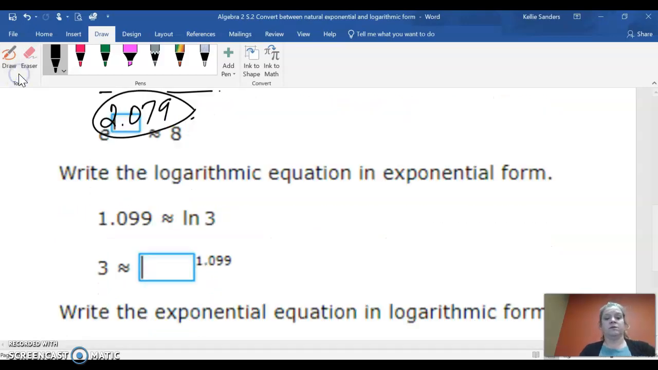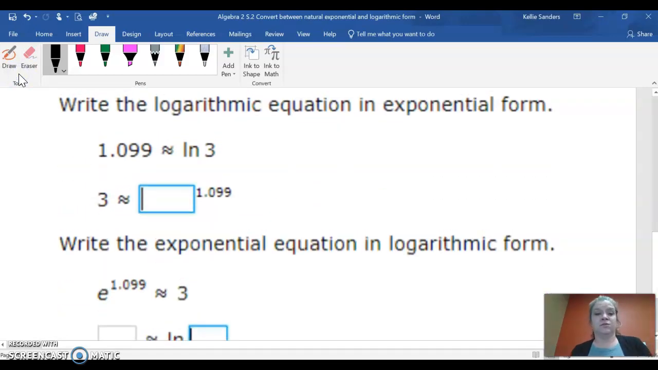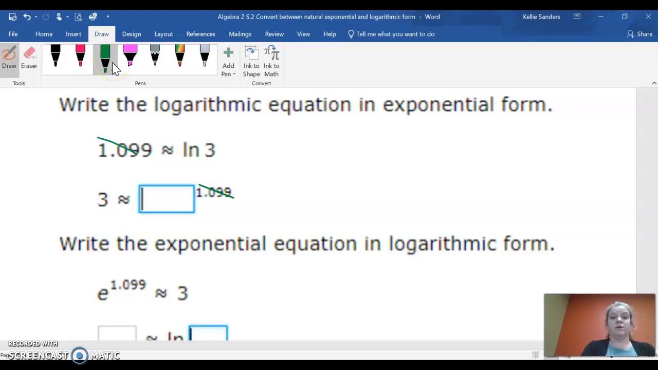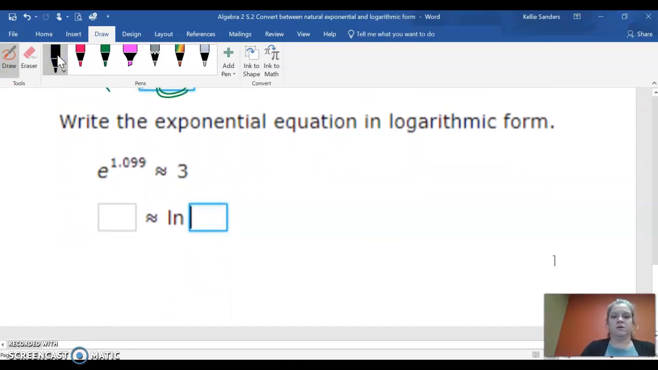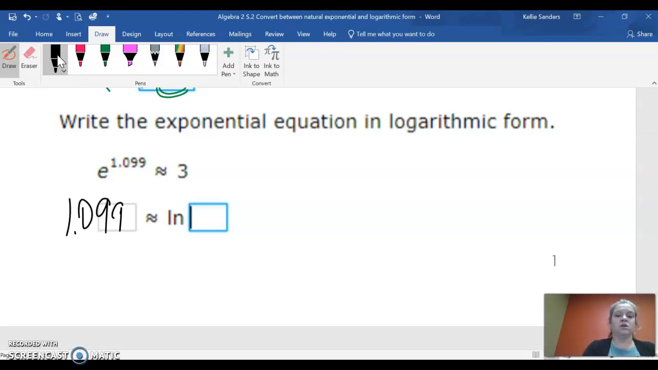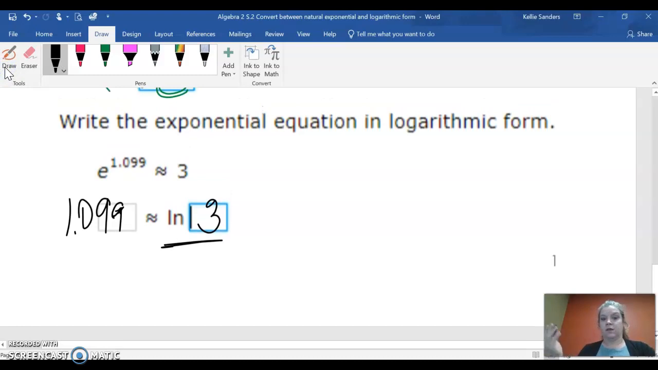2.079. Write the logarithmic equation in exponential form. And so we have the 1.09, we have the 3, and all that's left is the natural log. So I need the base, and the base is the number E, because that's how we do it basically. And then the natural log is the exponent, so the exponent's going to go right here. So if you put natural log 3 into a calculator, you're going to get 1.099. That's it.